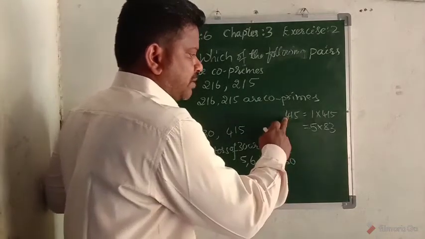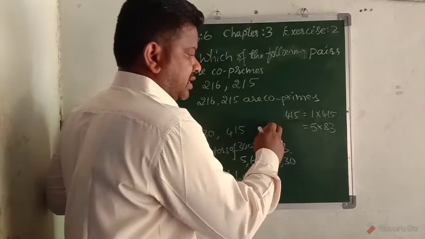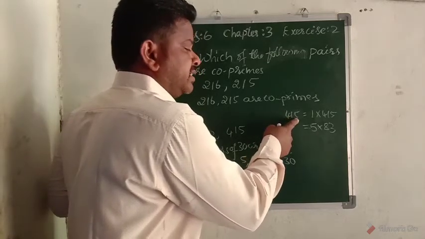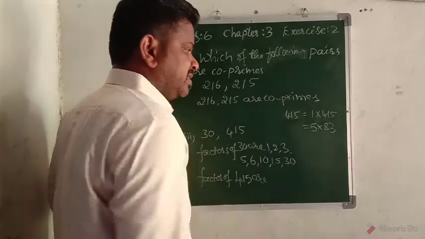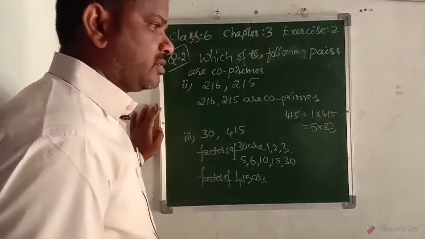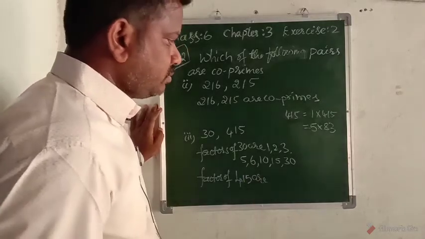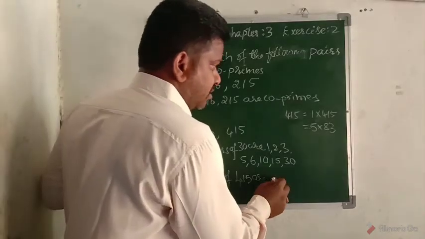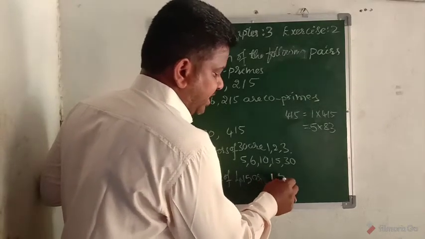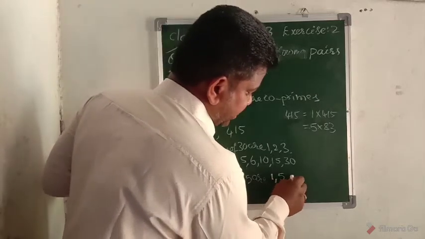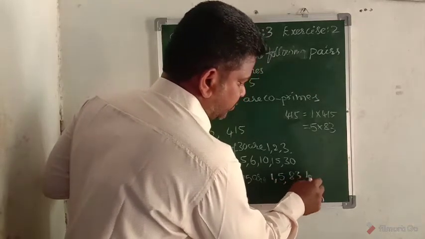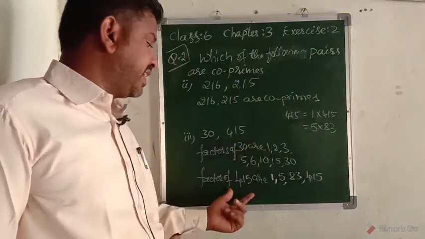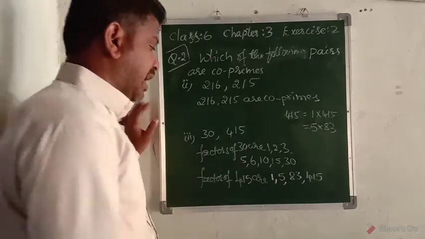For 9, the same rule applied for 3 can be used for checking divisibility. 4 plus 1 is 5, 5 plus 5 is 10, which is not divisible by 9, so it is not divisible by 9. Okay, up to here. So these are the factors of 415: 1, 5, 83 and 415.